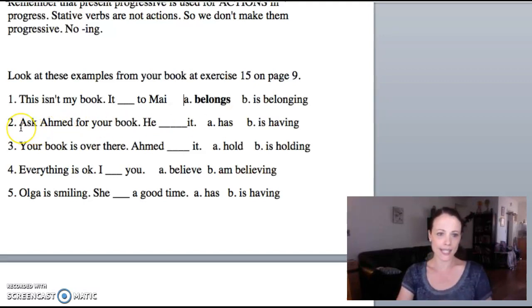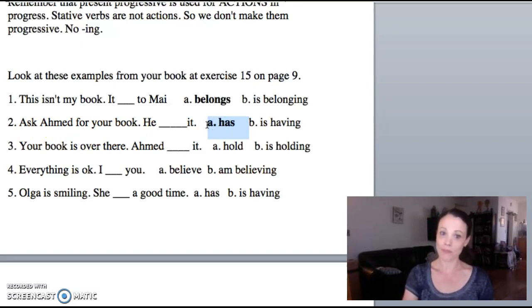How about the second example? Ask Ahmed for your book. He has it or he is having it? What do you think? Did you say he has it? Because that is correct. He has it. We would not say he is having it.